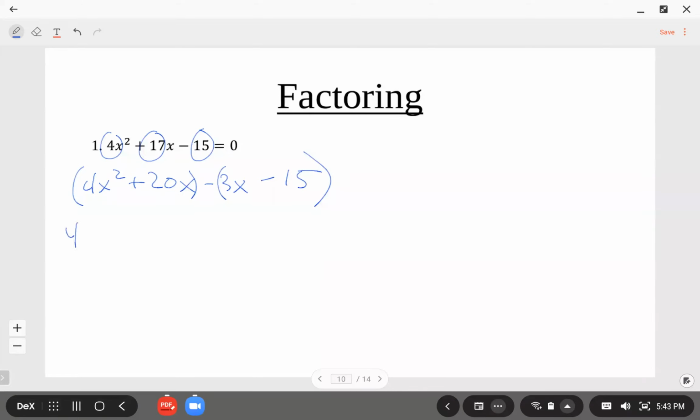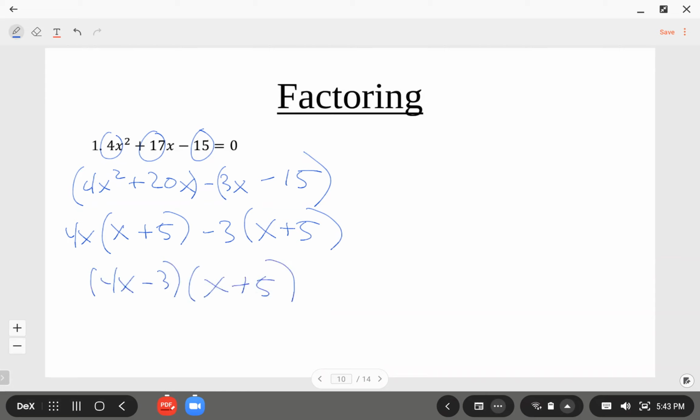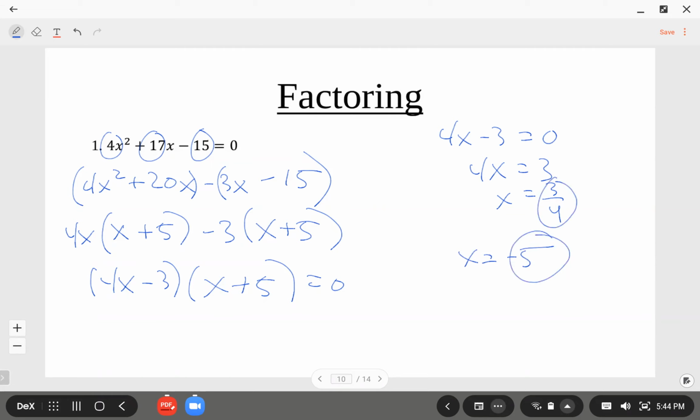So now let's factor by grouping. So 4x, just factor out the GCFs, and plus 5, okay, and then minus 3 times x plus 5, okay. So hence we get 4x minus 3 times x plus 5, equals 0. Let's assume that both of these equal 0, and we can get the answer, right? So 4x minus 3 equals 0. 4x equals 3, x equals 3/4. And then x plus 5 equals 0, x equals negative 5. Okay, so these are our two answers, 3/4 and negative 5.